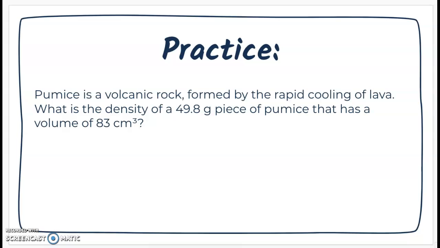So we have a volcanic rock that was formed by rapid cooling of lava. We want to know what the density of the 49.8 gram piece of rock is that has a volume of 83 centimeters cubed.